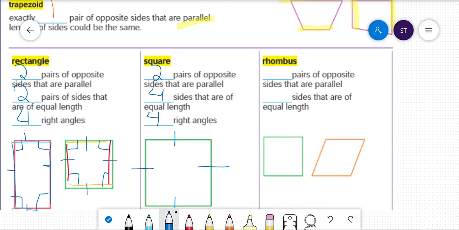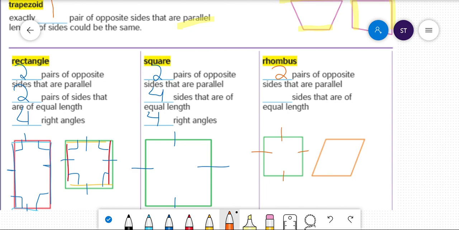And guess who's there again? The square. Now, why is a square also classified as a rhombus? We are familiar with this being a rhombus, but a square is also a rhombus. Well, a square has to have, and a rhombus also has to have, two pairs of opposite sides that are parallel. This side is parallel to that side, and this side is parallel to that side.